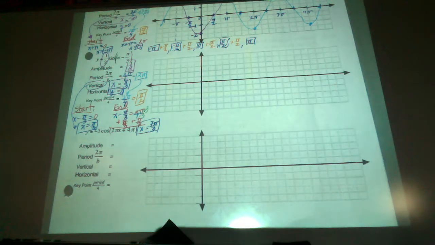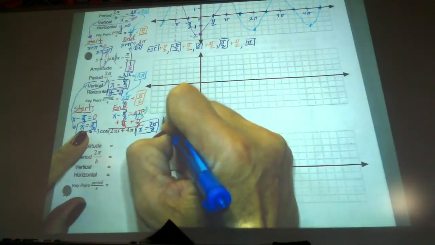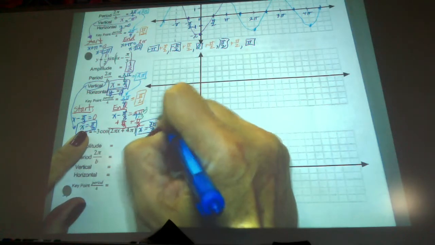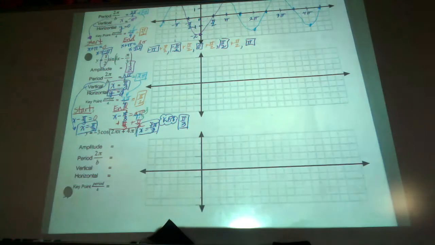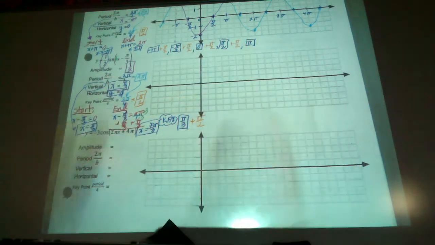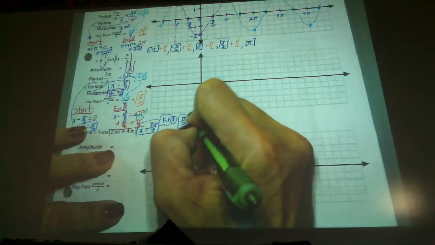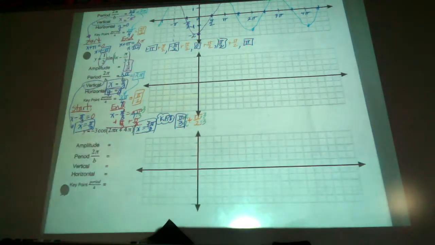So all that's left is to find our key points. So to find my key points, I'm going to take my start, which is pi over 3, and I want to add to it pi over 2. Do you see why this is an issue? I can't add those the way they are. What's the least common denominator? 6. So this one gets multiplied by 2 over 2, and this one gets multiplied by 3 over 3.